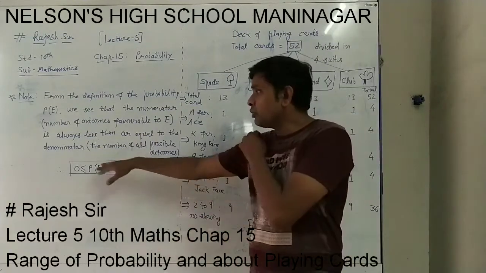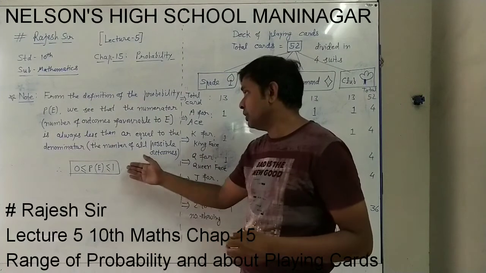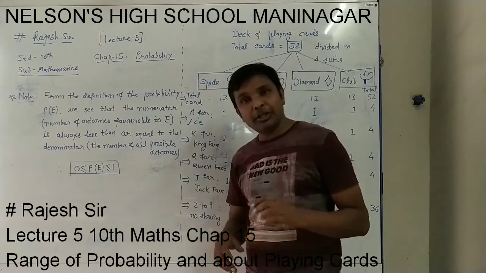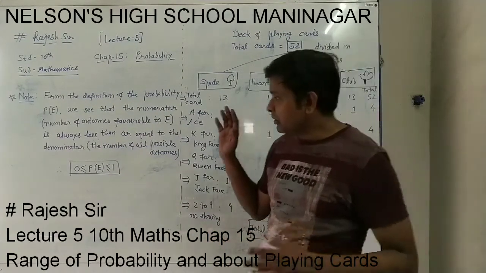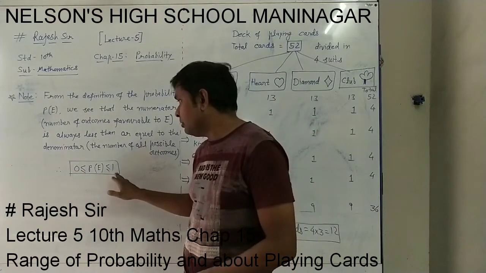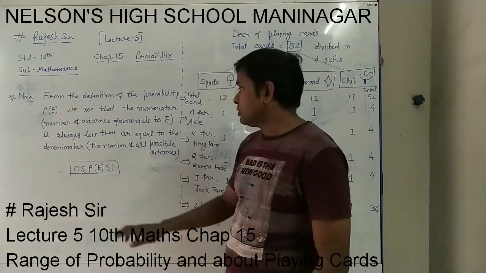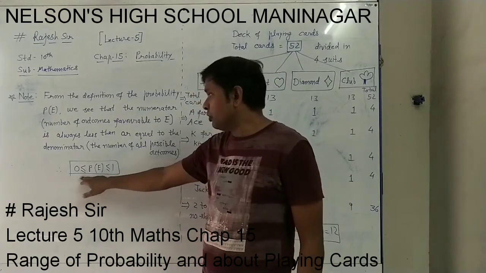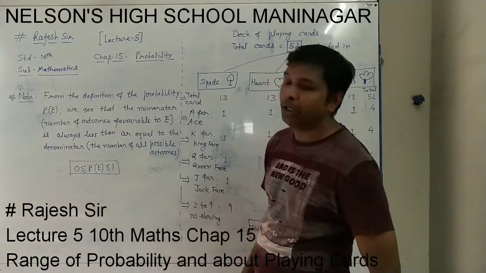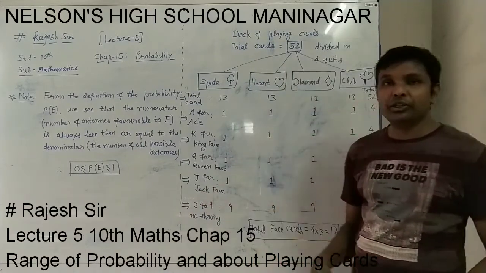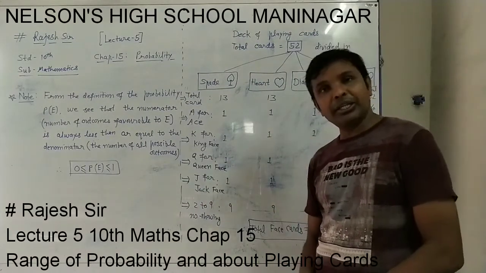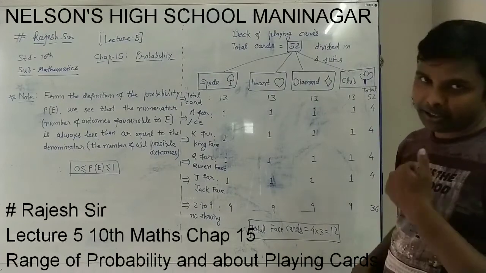This can also be asked as a 1 mark question, so you have to understand it. The probability of any event will be a minimum of 0 and a maximum of 1, and between 0 and 1 it can be any number. In general you have to remember 0 less than or equal to P less than or equal to 1. This is called the range of probability. The range of probability is 0 to 1.